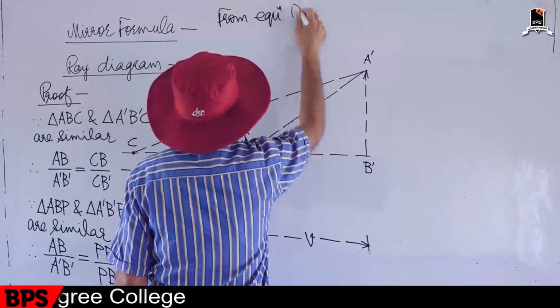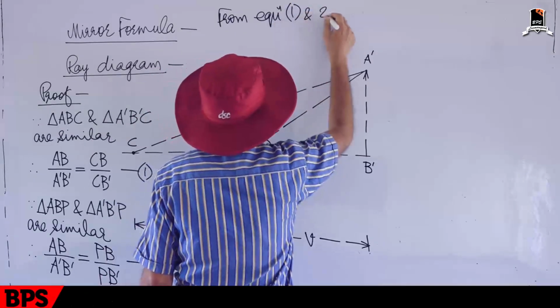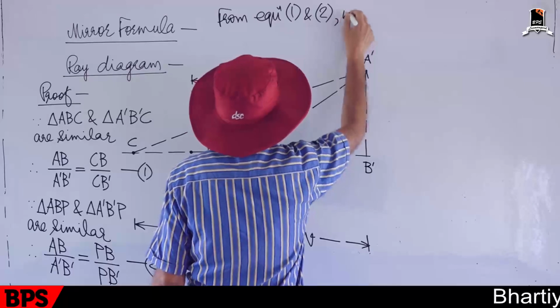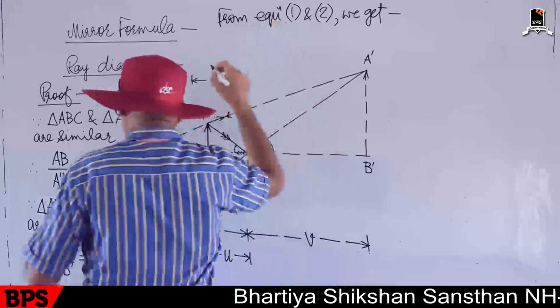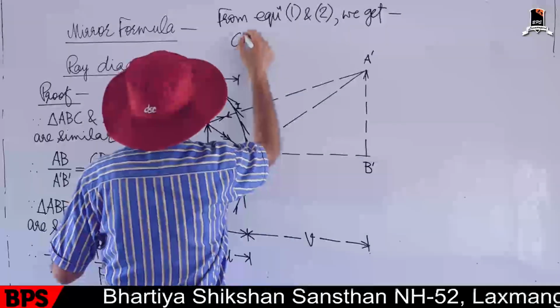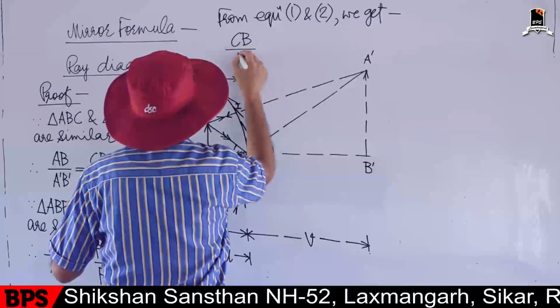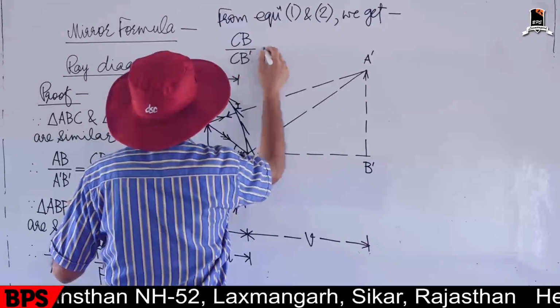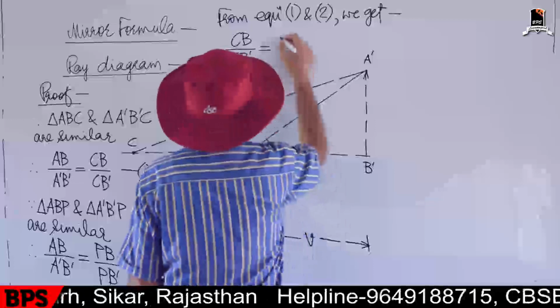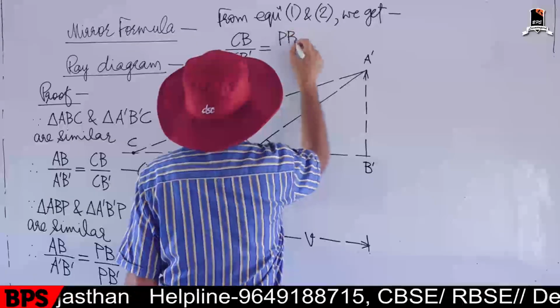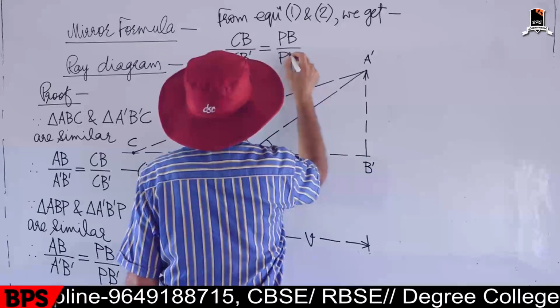From equations 1 and 2, we get CB by CB dash is equal to what? PB by PB dash.